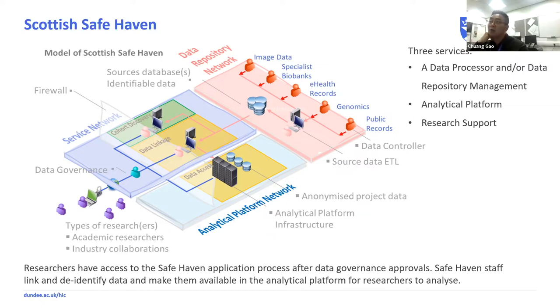Aegis outsourced the analytical platforms to EPCC, which is part of the University of Edinburgh. They run the analytical platforms independently for Aegis. And also Glasgow Safe Haven, they're relying on the biodata center in Glasgow University. So different safe havens run their analytical platforms quite differently. And also all the safe havens have the responsibility of supporting the researcher to conduct their research.